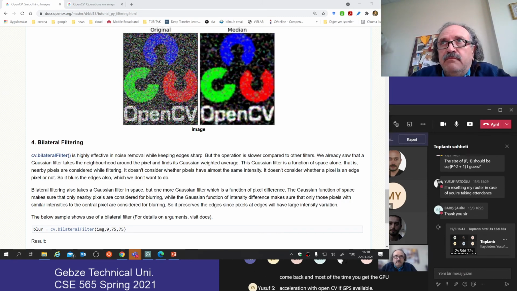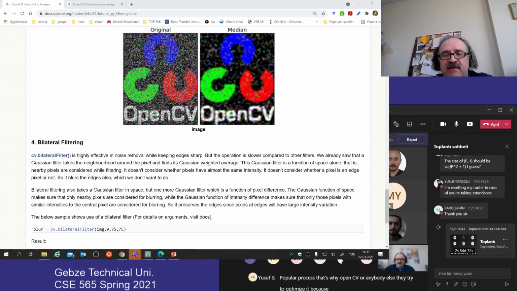I didn't try that yet. Yeah, right. Okay, so this image filtering is a very popular process. That's why OpenCV or anybody else tries to optimize it, because it is expensive. When you optimize it, things become much faster.